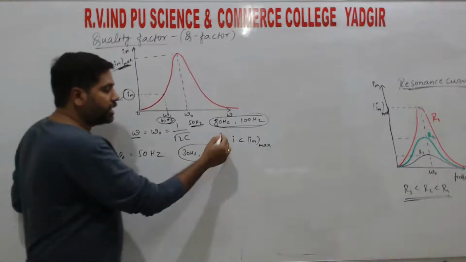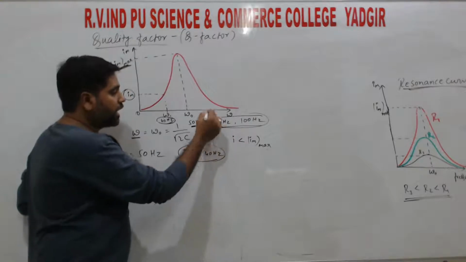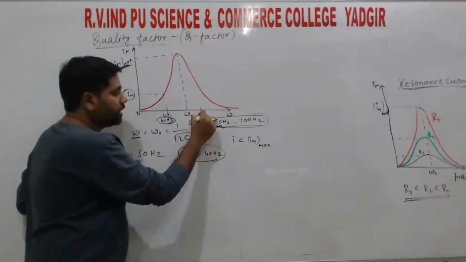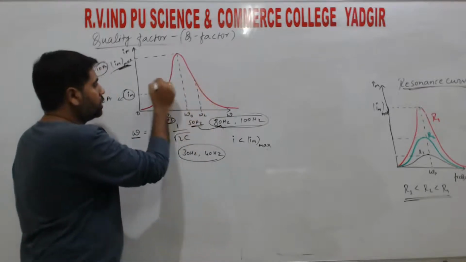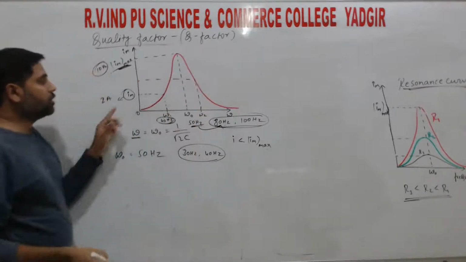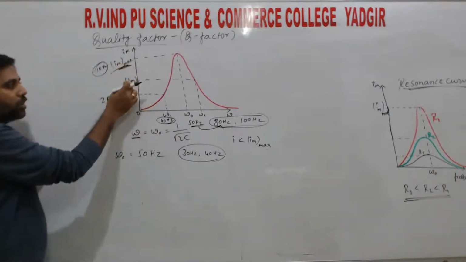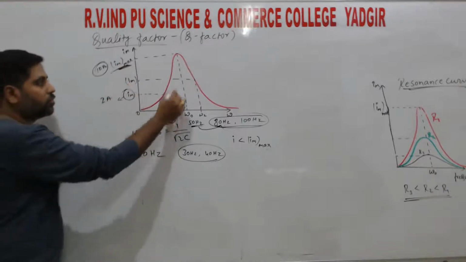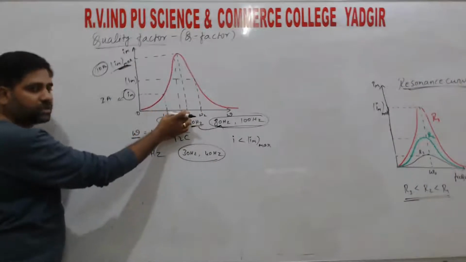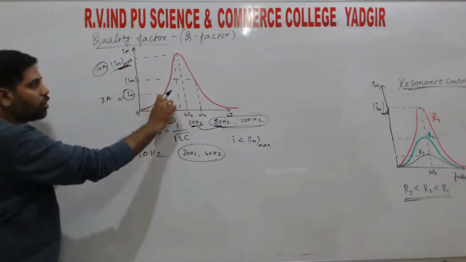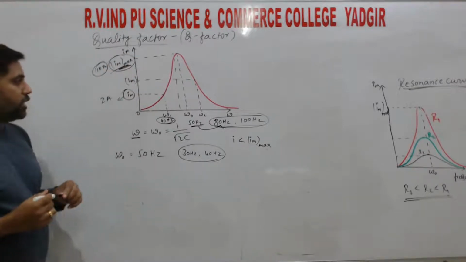Same way, if I increase the frequency to greater than the resonant frequency, some 80 hertz, somewhere here I am sending the frequency omega 2. If we find the current here, again we get Im. Observe this: I maximum is greater than Im. So up to omega naught, whatever frequency I send, the current is always less than the I maximum, right? So I have explained that.